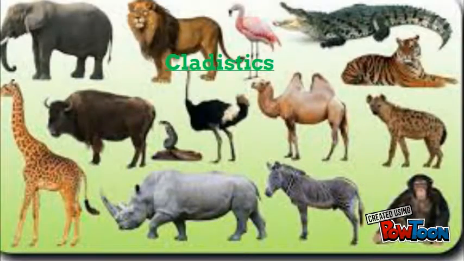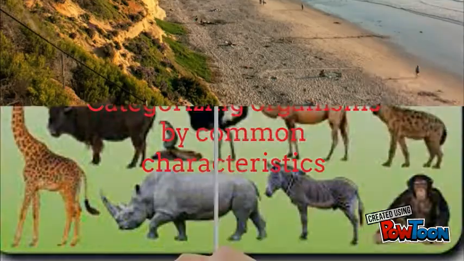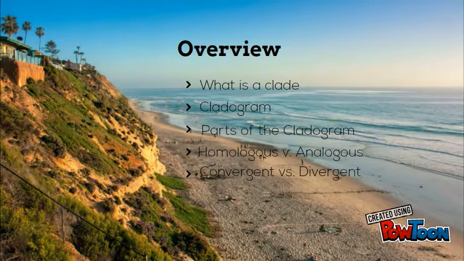Cladistics is an approach to biological classification in which organisms are categorized based on shared derived characteristics that can be traced to a group's most recent common ancestor and are not present in more distant ancestors. In this video, we will be going over what a clade is, what cladograms are, and traits that can be analogous or homologous, as well as convergent and divergent evolution.